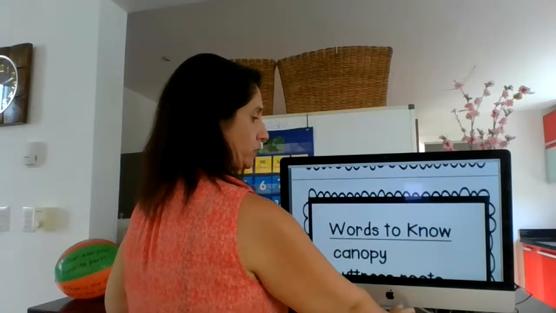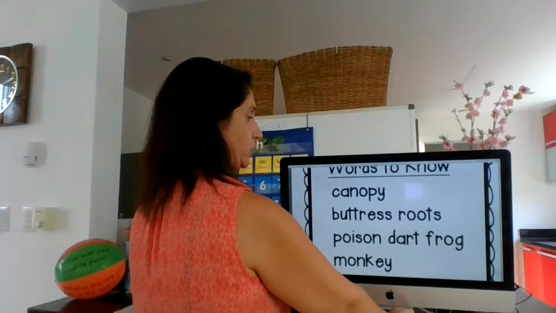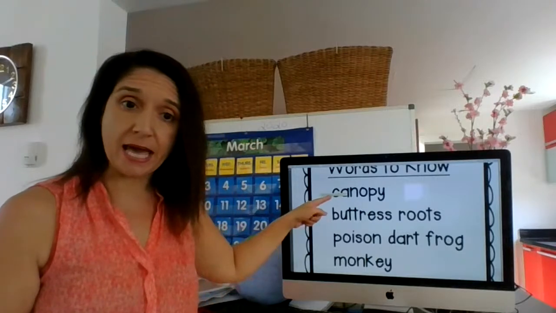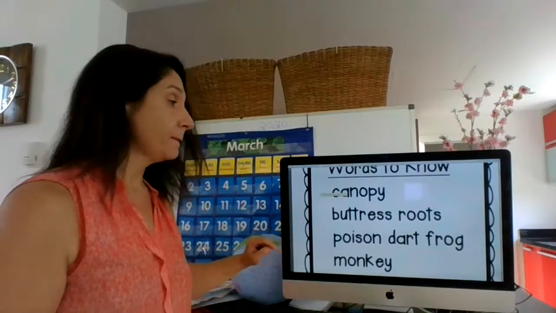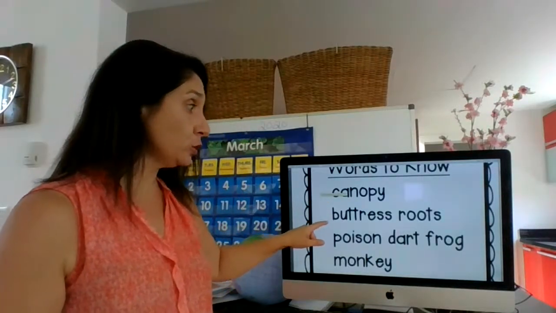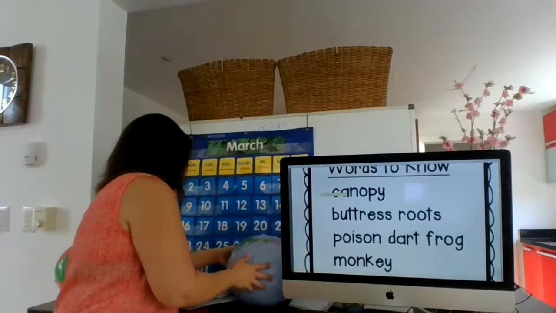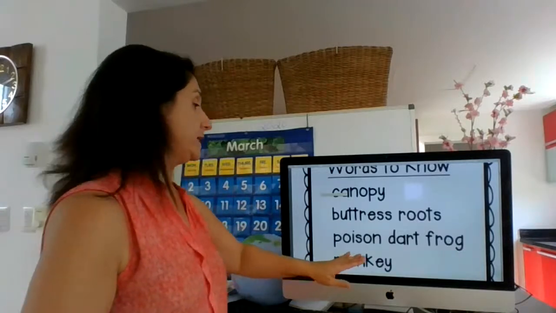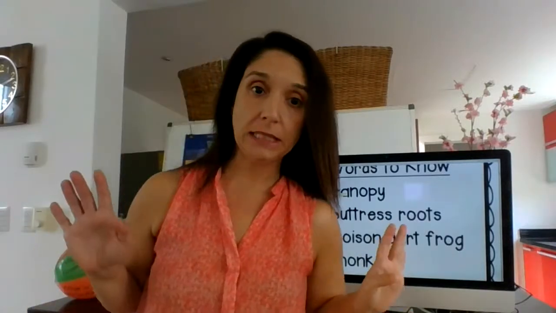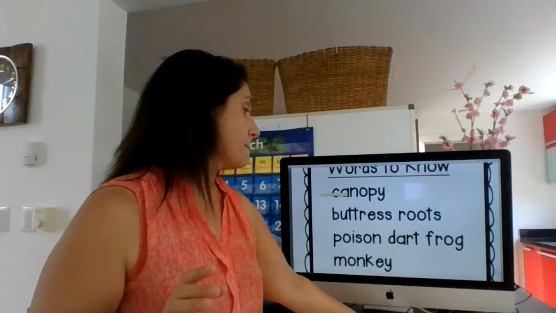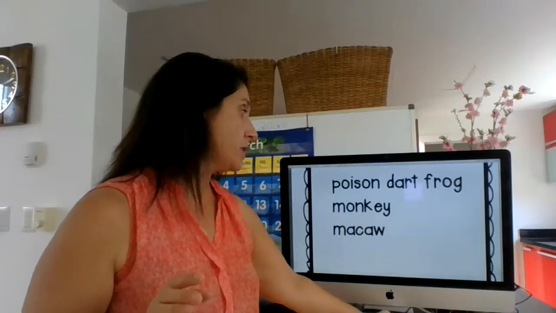So a nice lady at teachers-teachers.com did this. So we have our words. Who can read these words? Can you guys read these words with me? Canopy, right? Buttress roots. The next one does not sound very good. Where's my stick? The poison dart frog. Poison dart frog. Monkey. Macaw. We just saw those, didn't we?